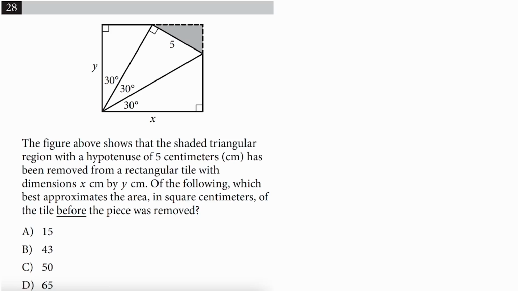The figure above shows that the shaded triangular region with a hypotenuse of 5 centimeters has been removed from a rectangular tile with dimensions x centimeters by y centimeters. Of the following, which best approximates the area in square centimeters of the tile before the piece was removed?